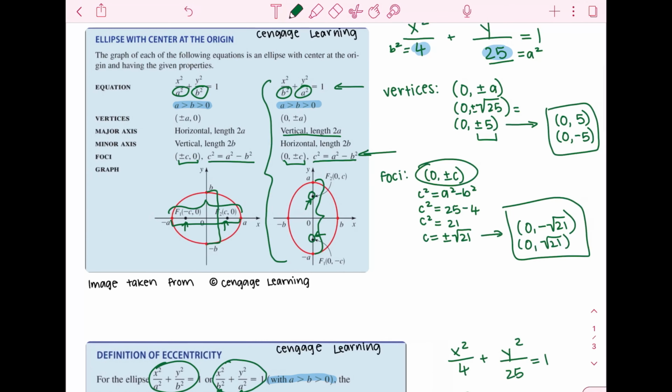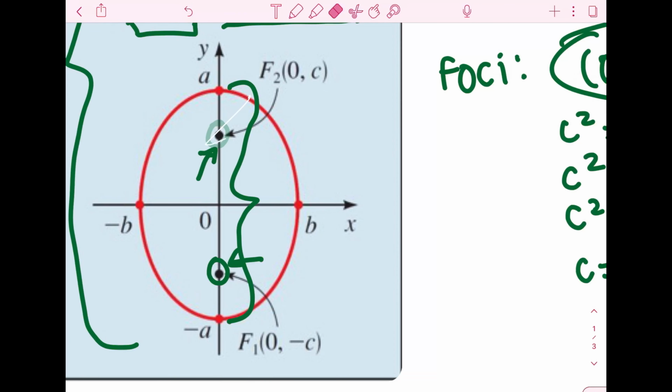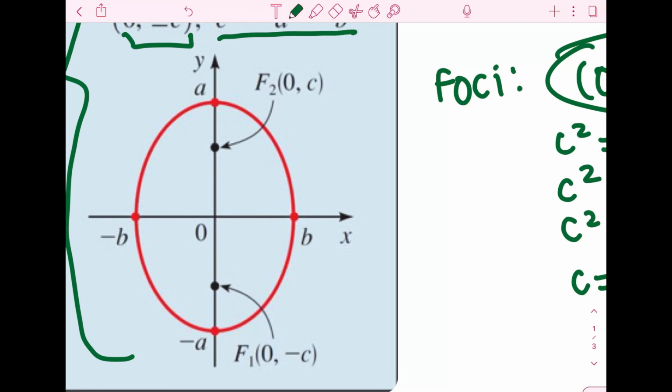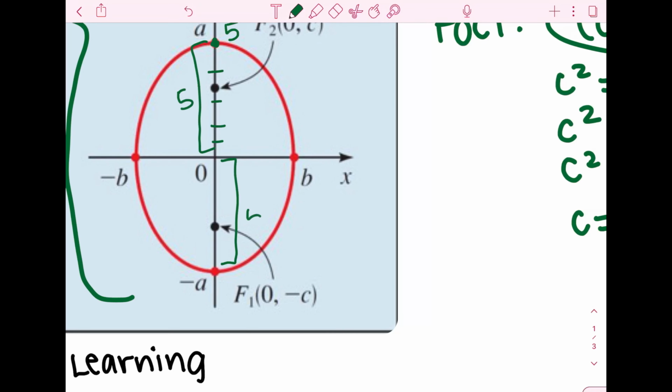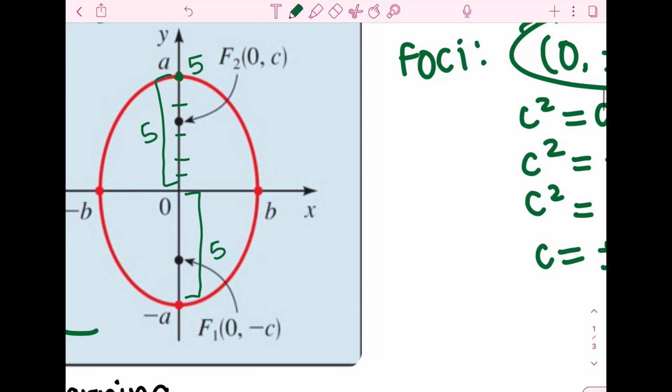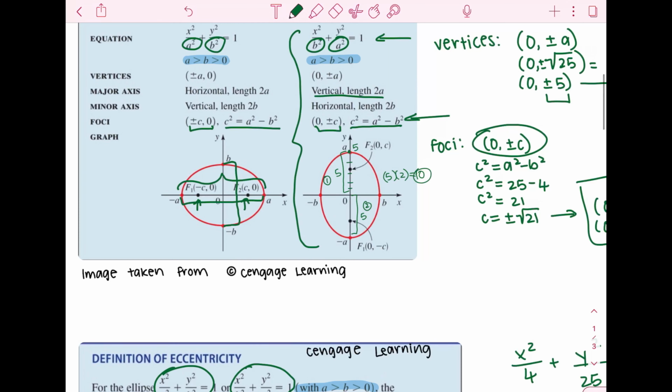You can also think of it this way. Let me erase all of this so we can look at it clearly. We know that our a is equal to 5, which means that there must have been 1, 2, 3, 4, and then 5 up here. But in total, this distance also equals 5, which means that this distance also has to equal 5. So if we want to find the length, we can just multiply 5 by 2 because there's two sets of 5, first set, second set. In order to find the total, we just multiply by 2 and we get 10. So that is basically your major axis.